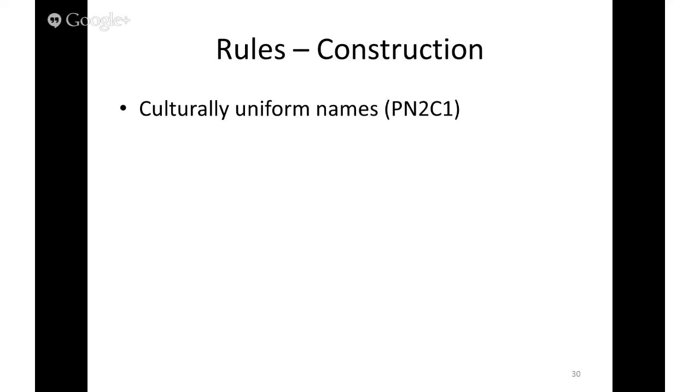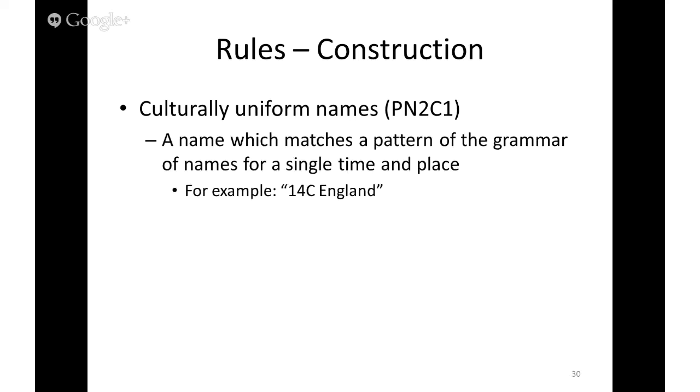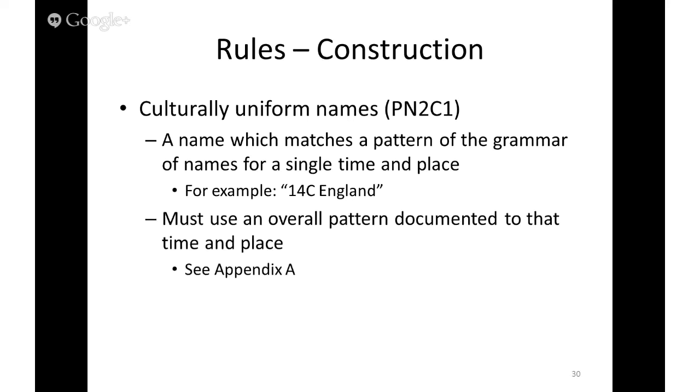All right. So how do we put them together? First thing we do is we have culturally uniform names. So this is a name which matches a pattern of the grammar of names for a single time and place. It's 14th century English. It doesn't really have to be that narrow as 14th century. But if you're dealing with a culturally uniform name, then the next place you go to is Appendix A of SINA. And Appendix A is the single greatest thing in SINA because it basically tells you exactly how to construct 90% of the names you will ever encounter. And it'll give you the patterns.